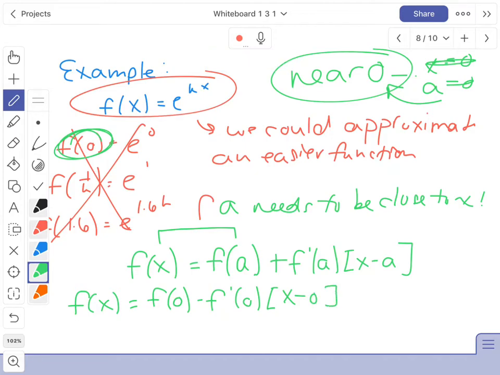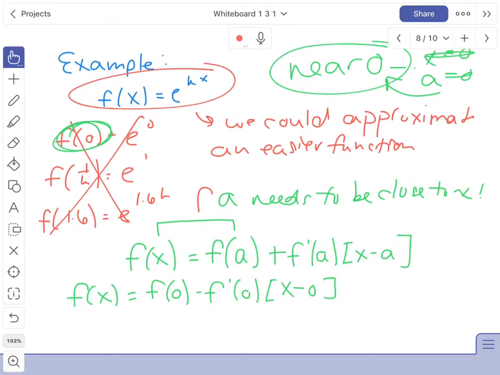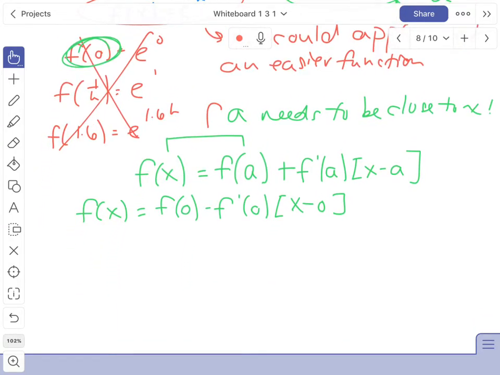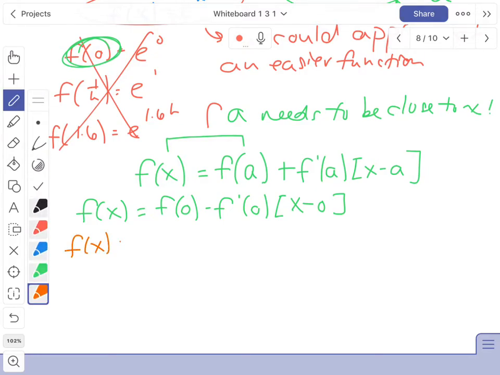So again, the a value is what we know, and we need to have a value we know that's close to the area we're looking at. So if we keep going here, we'll summarize at the end. f of x should equal, so f of 0, we said before that was just 1. e to the 0 power is 1. And we know the derivative of e to the kx would be k times e to the kx. And then we'd multiply that by x minus 0.